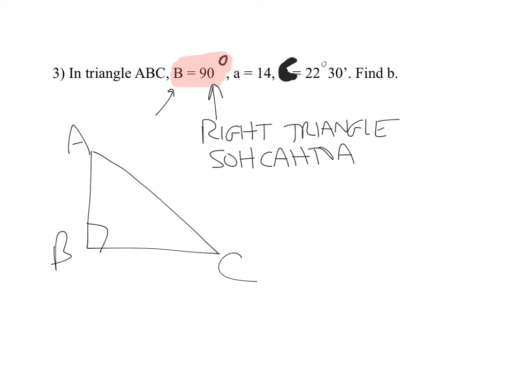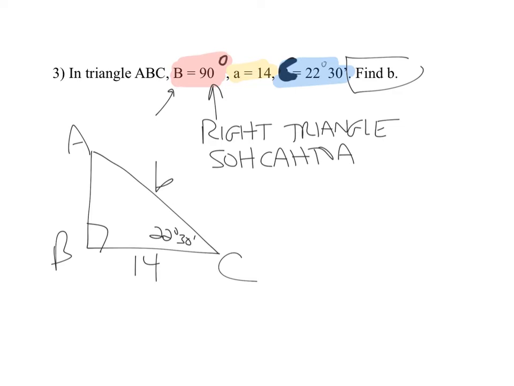So angle B is 90 degrees. A and C don't really matter where you put them, but now the numbers do. It says little a, so the side opposite angle A is 14, and angle C is 22 degrees and 30 minutes. We have to find side B, which is the hypotenuse, the side opposite the right angle.